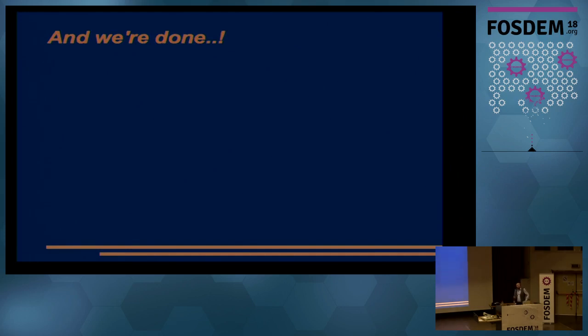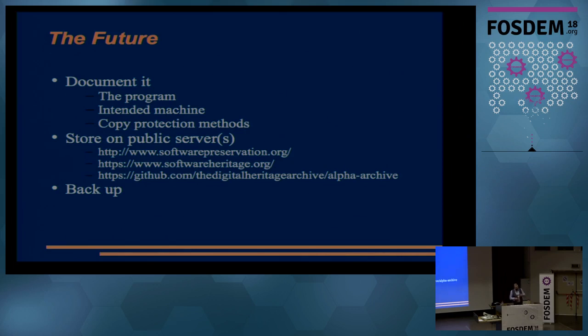And that's it, we're done. We can now preserve all of our old tapes, all of our old discs, and keep them for the next generation. Because I quite like the idea that in the future, I will be able to share what I grew up with the next generation. I think that would be quite nice. But, you know, we can't do it. We've got to document everything. We've got to document the program, the machine it's for, which version of that machine, how to legitimately use the copy protection and store it somewhere.